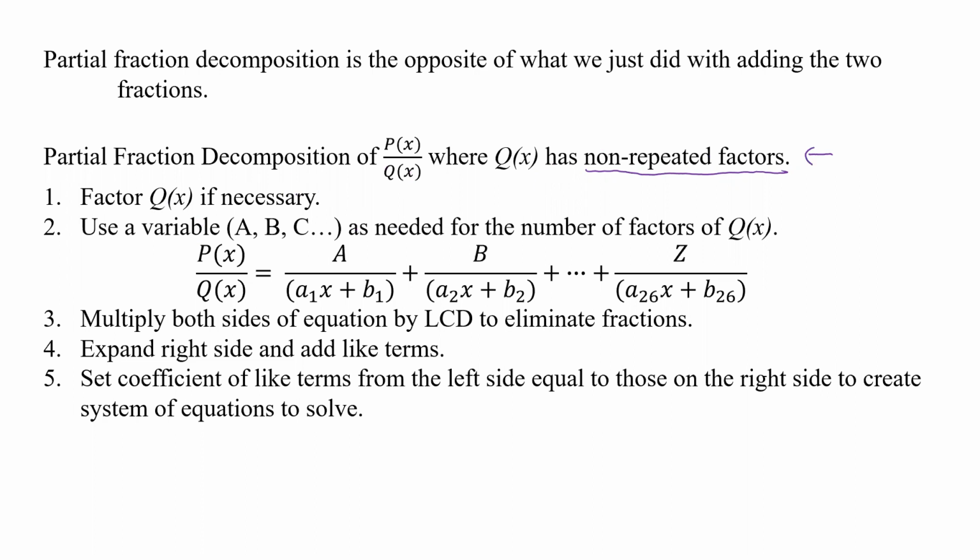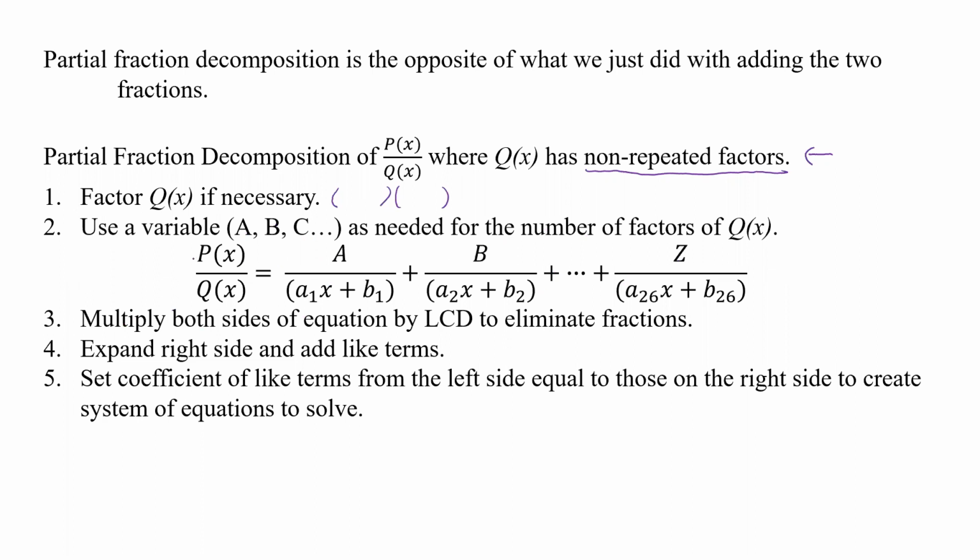The reason it says if necessary is because sometimes they'll already factor it for you, and they'll give you two factors, and you don't have to do that part. And then we're going to use a variable, a, b, c, and so on, as needed for the number of factors. So if we have two factors, we'll have a and b. If we had 3, we'd use a, b, and c. And if we had 26, we'd use a through z, kind of like what's shown here.